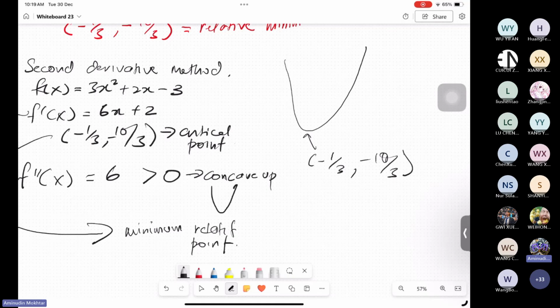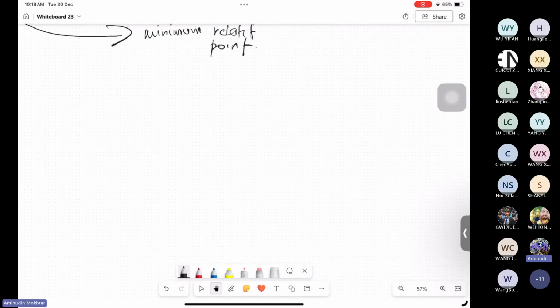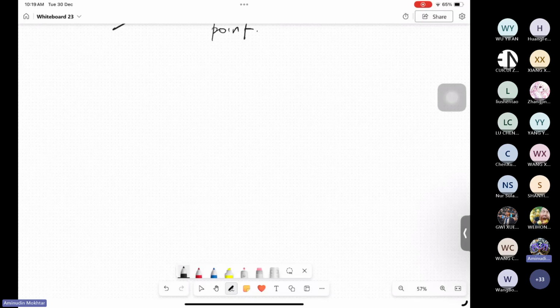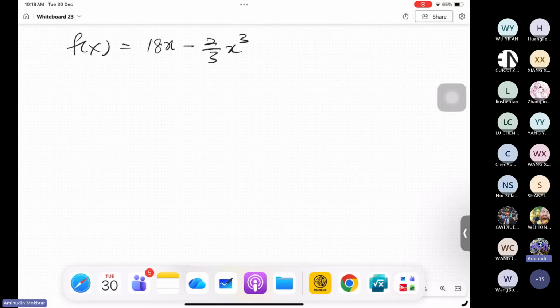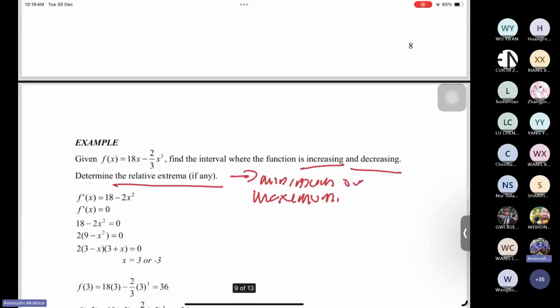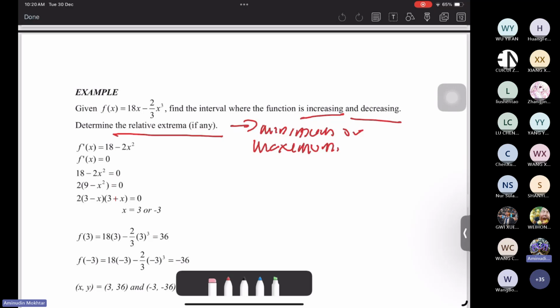The function given in the question is on page number 9. Given f(x) equal to 18x minus 2 over 3 x to the power of 3. We need to find the interval where the function is increasing or decreasing. That is the question. I just screenshot this question.